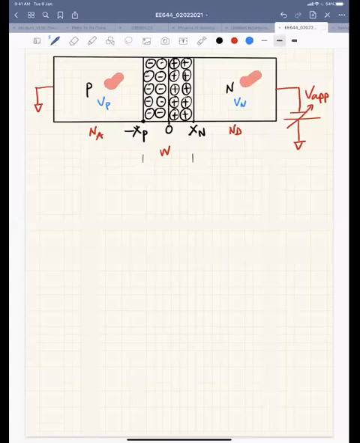What I was telling is, when you forward bias the junction, your holes are injected from P to N, and electrons are injected from N to P, right? But keep in mind, these electrons and holes are going through the depletion region, right?